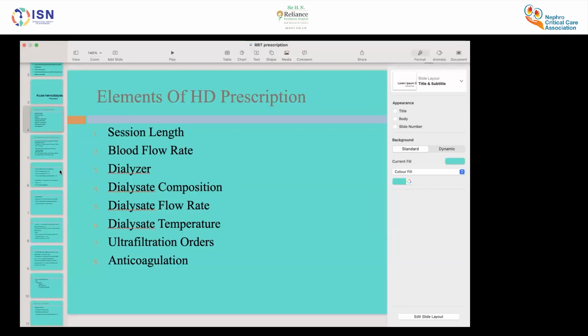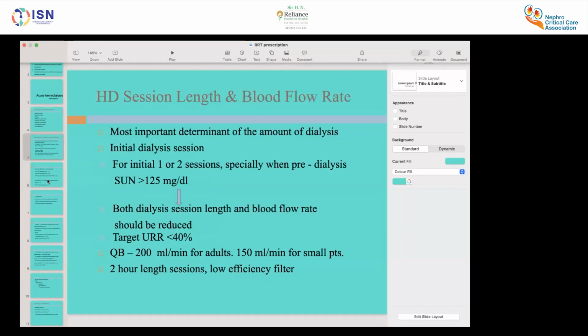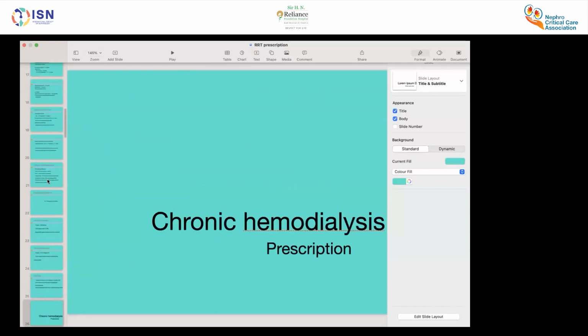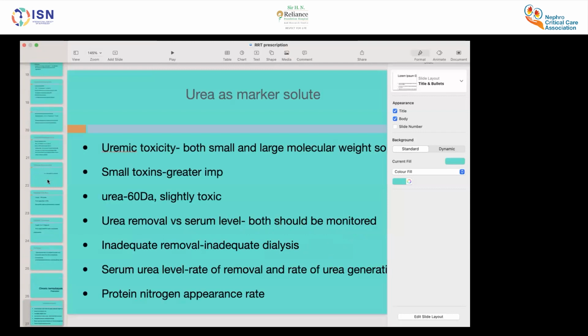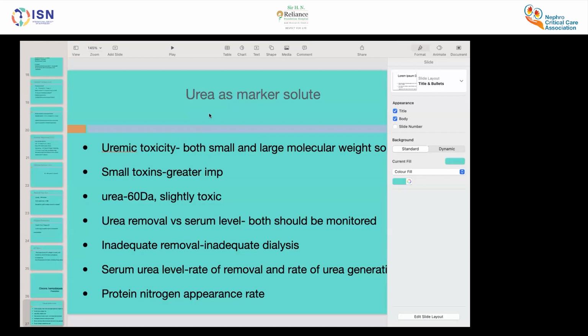So that was all about the acute hemodialysis prescription and the CRRT prescription. And then the chronic hemodialysis prescription. For chronic hemodialysis prescription, urea is used as a marker solute. Uremic toxicity is caused by both small and large molecular solutes. The small toxins are also of great importance. Urea is generally 60 daltons, which is slightly toxic, and reflects the smaller toxins also. Urea removal versus the serum level, both should be monitored during chronic hemodialysis treatment. If there is inadequate removal of urea, it indicates inadequate dialysis.